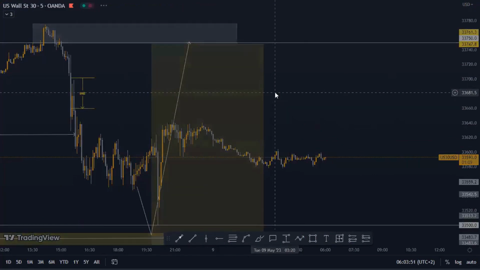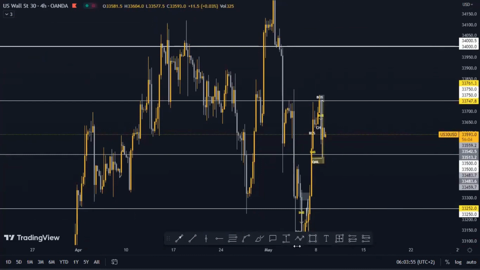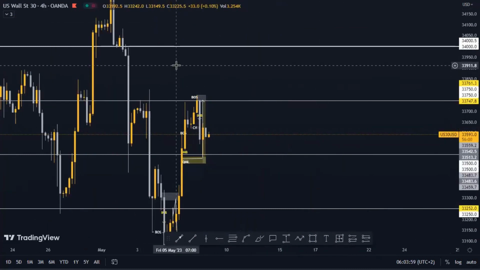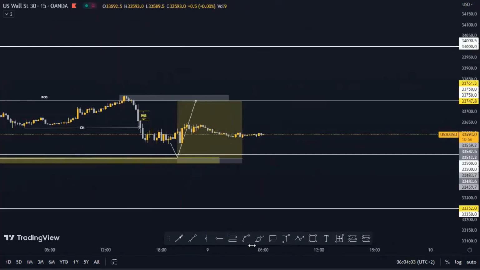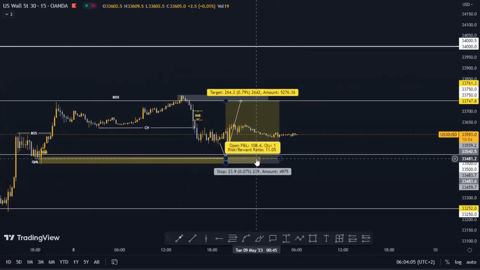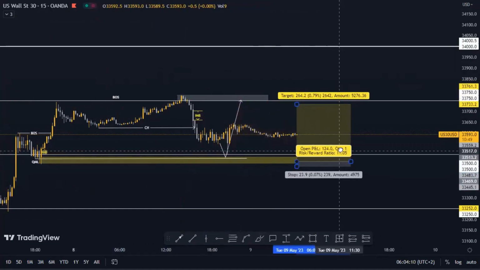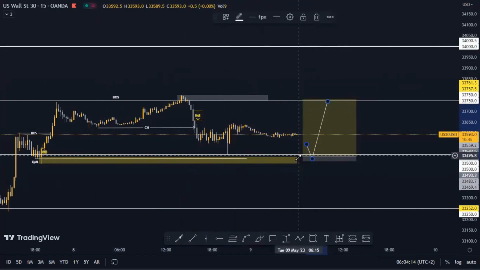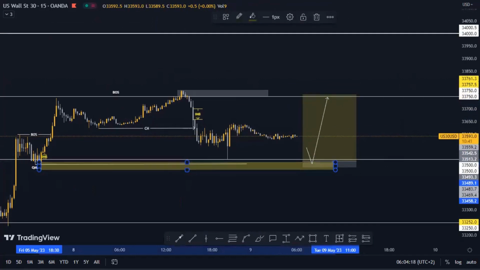Let's look at US 30 or the Dow Jones. Excuse me for a second. Let me remove a couple of things here. I can't just remove all drawings. Okay, so I have analysis here ready for you guys. Well, it was for me, but yeah, now you can take advantage of it as well.